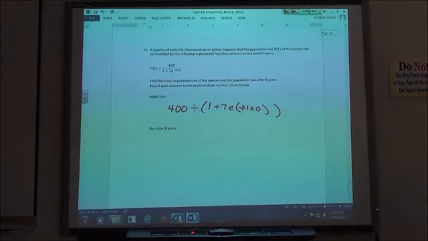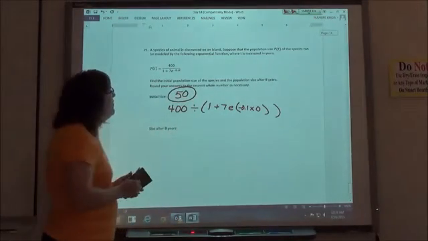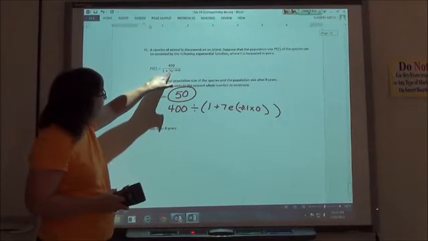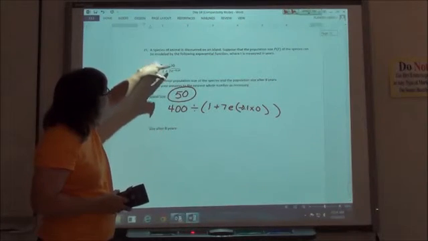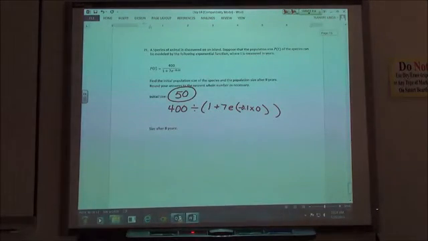So if we figure that out, 400 divided by parentheses, 1 plus 7, shift natural log, parenthesis, negative 0.1 times 0, since I'm doing the initial, parenthesis, and I get 50. My initial population is 50. This would give me 0. E to the 0 is 1. 1 times 7 is 7. 7 plus 1 is 8. 400 divided by 8 gives me 50. It was just as easy to use my calculator.